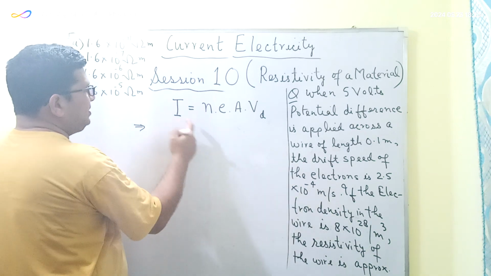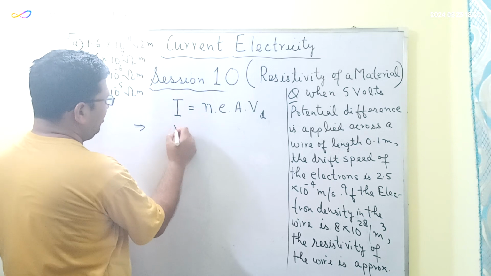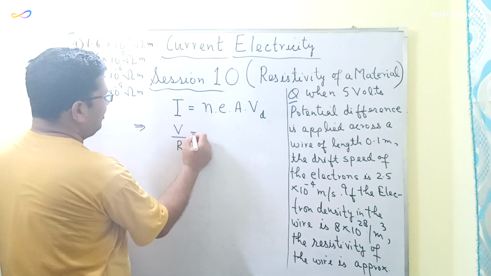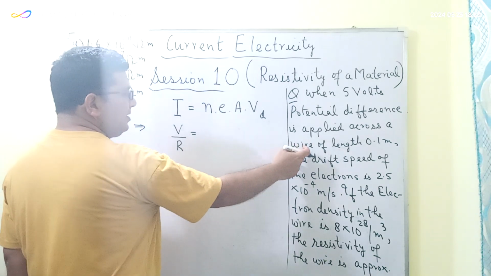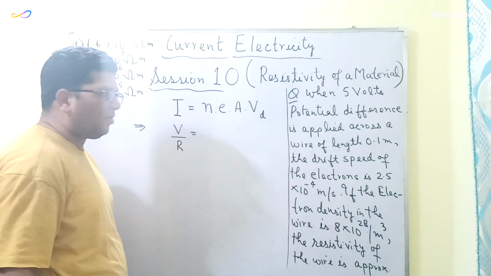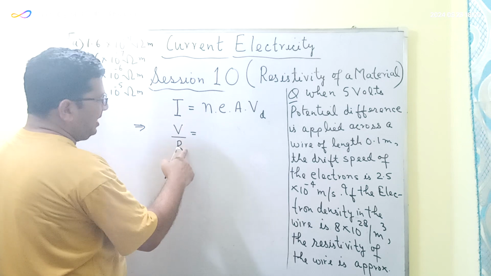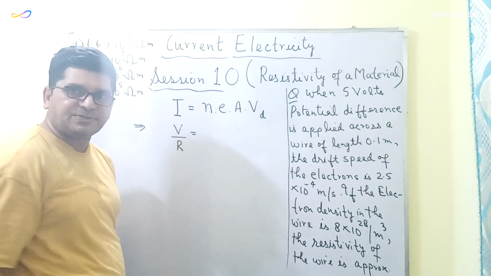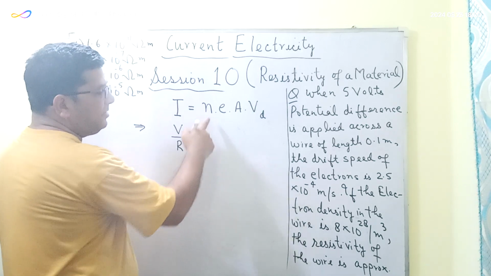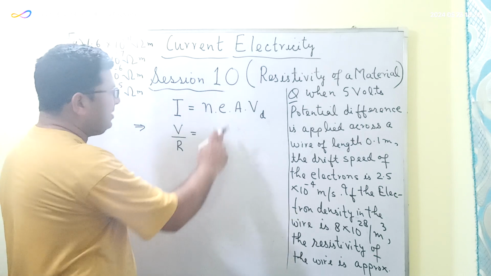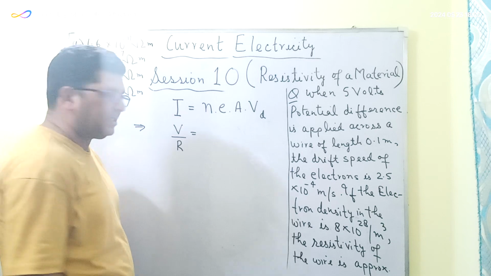Now we know that V is equal to IR. So I can be written as V upon R, where V is the potential difference across the ends of that conductor, in this case a wire of length 0.1 meter, and R is the resistance of the wire. And N is the number of electrons per unit volume, E is the charge on the electron, A is the area of cross section, and Vd is the drift velocity.